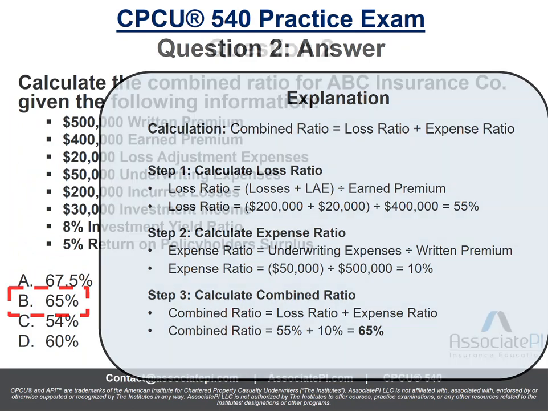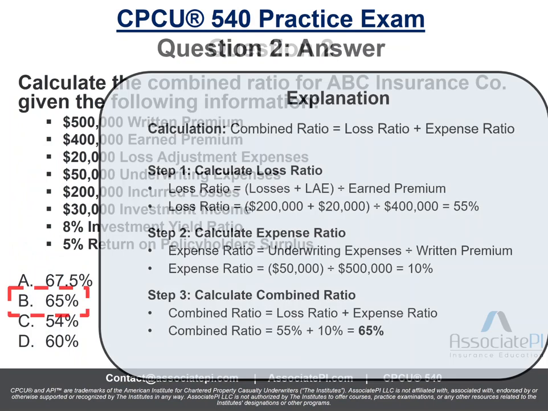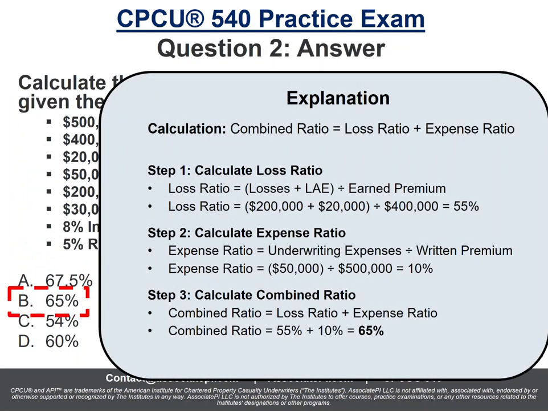Like I said, there's a ton of information that was given to you that you didn't need. I'm going to go back one slide, but look at all this information that you don't need: policyholder surplus, investment yield, all the stuff that is just useless. So first, figure out what is the formula: loss ratio plus expense ratio.